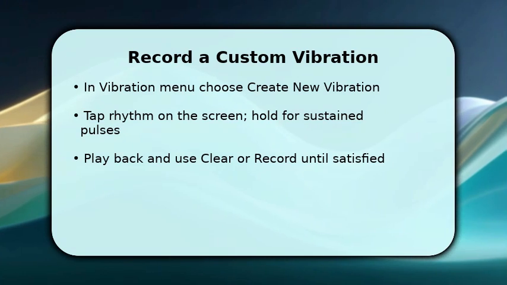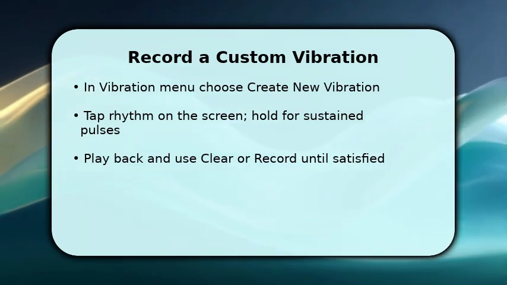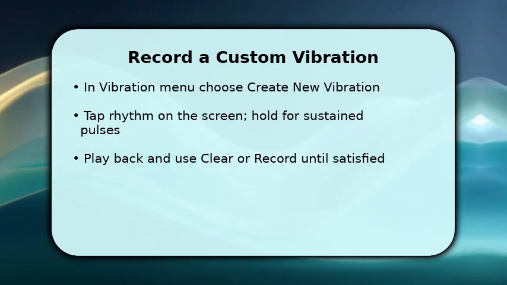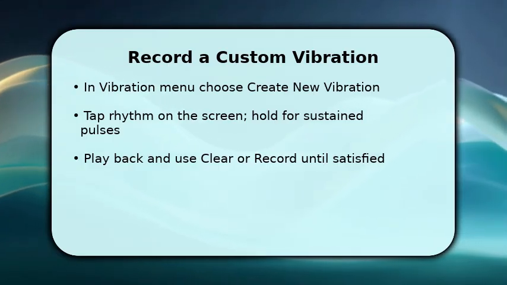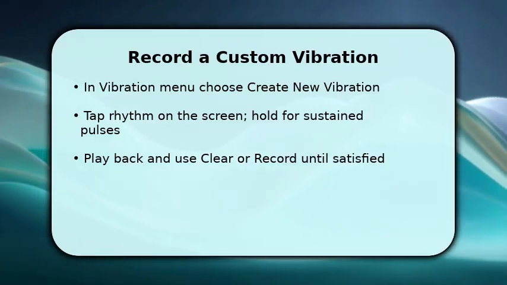You'll record the exact pattern you want. Tap Create New Vibration, then use your finger to tap the screen in the rhythm you prefer. Short taps create quick blips, longer presses create sustained haptics. Once recorded, press Stop and tap Play to feel the result.